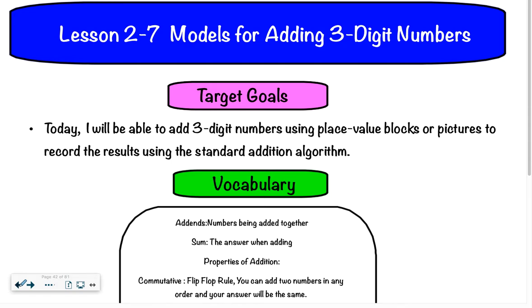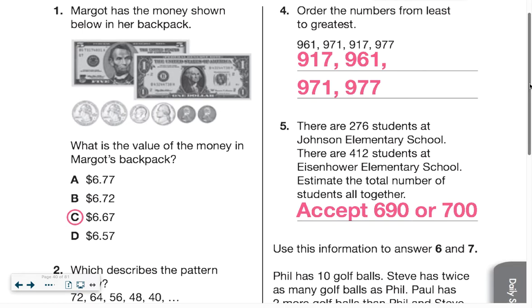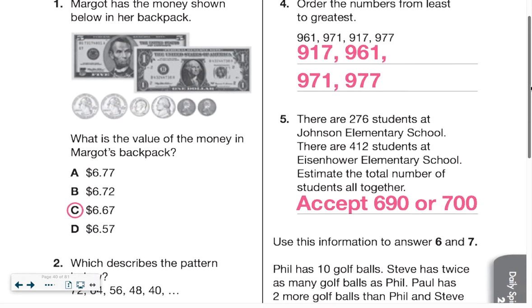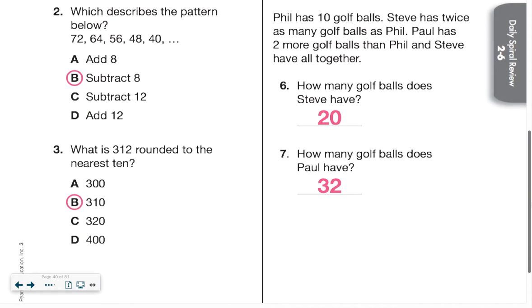Make sure you take out lesson 2627, spiral review, and your practice page. We're going to go ahead and correct. Okay, number 1 is C. Number 2 is B. Number 3 is B.